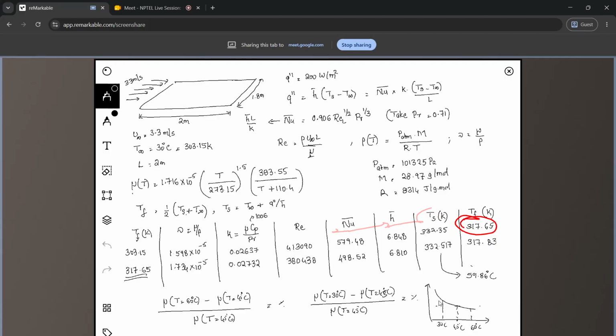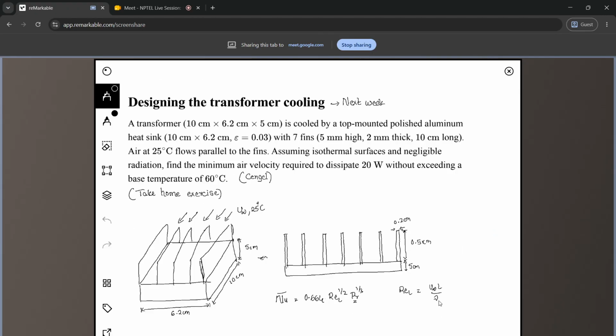If the film temperature that you're getting after doing all these calculations is different from the one you assumed, you again start from this film temperature and repeat your process. Here, in 2 iterations it's solved. You keep repeating till the change in film temperature is within the acceptable threshold that you set for your particular case. And then there is the last case of transformer cooling, which I'm leaving you as an exercise. We will discuss this as the first problem next week again.